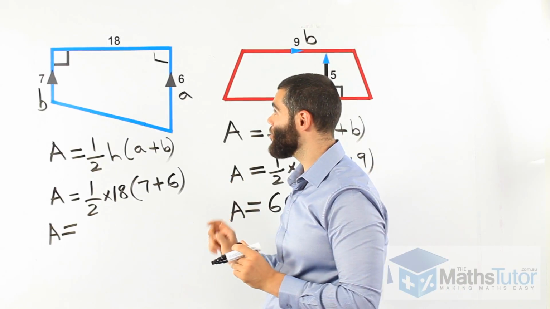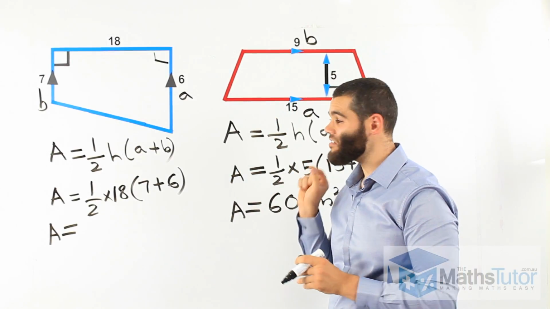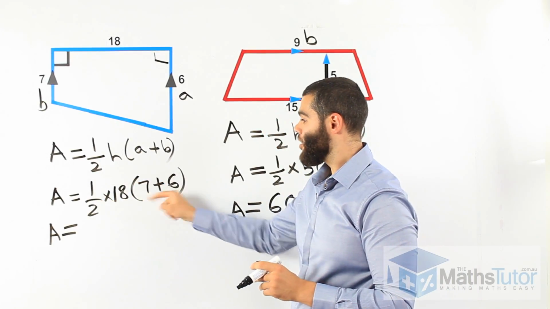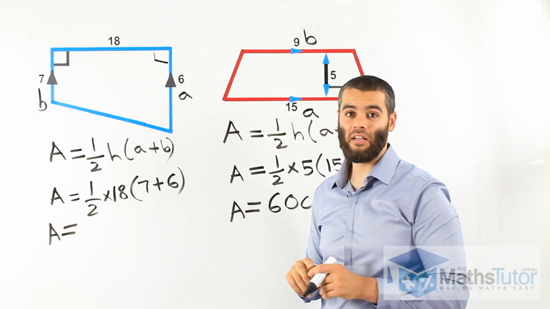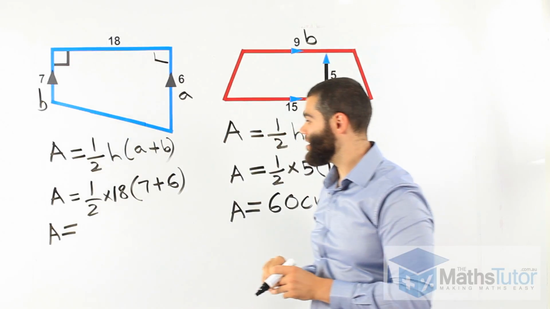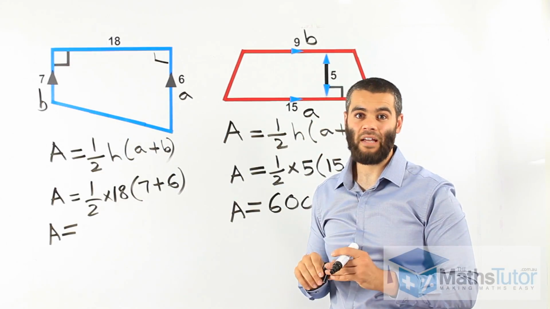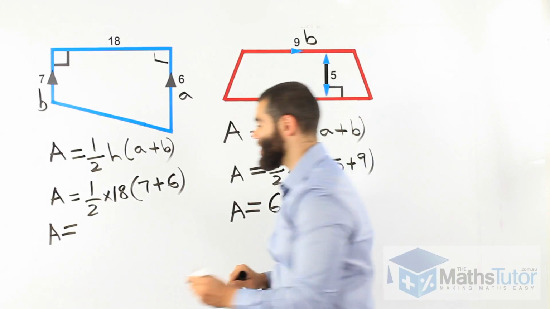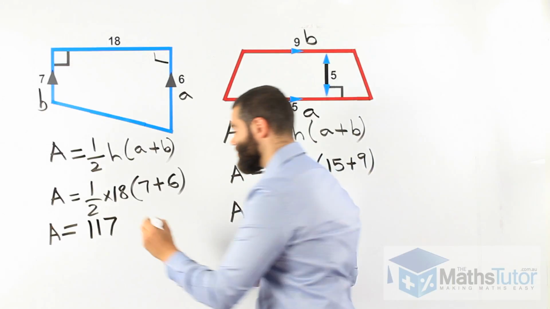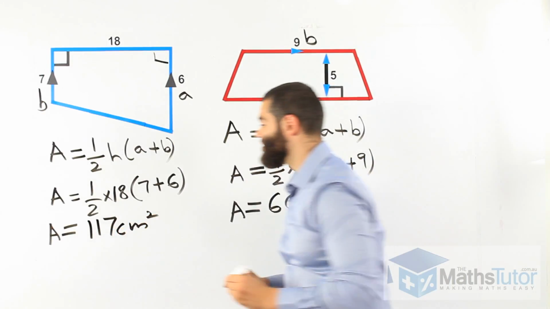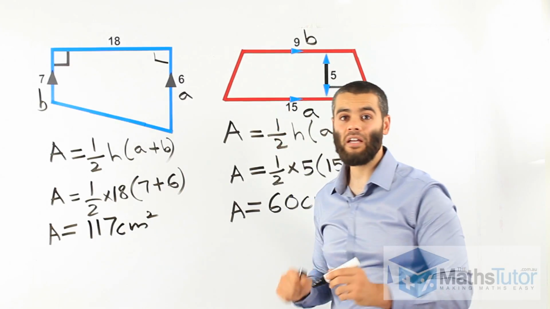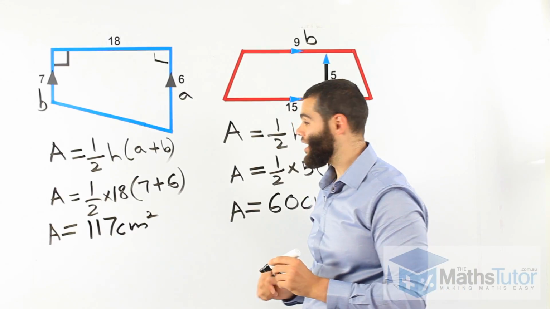So always very, very important. Even teachers can make a mistake. So it's always important to double check your work. Half times 18, open bracket, 7 plus 6, close bracket. This is 7 and this is 6. Our height is 18. What do we do now? We put it in our calculator. Double check. When you put it in your calculator, you should get 117 square centimeters. Half times 18, open bracket, 7 plus 6, close bracket, 117 square centimeters.